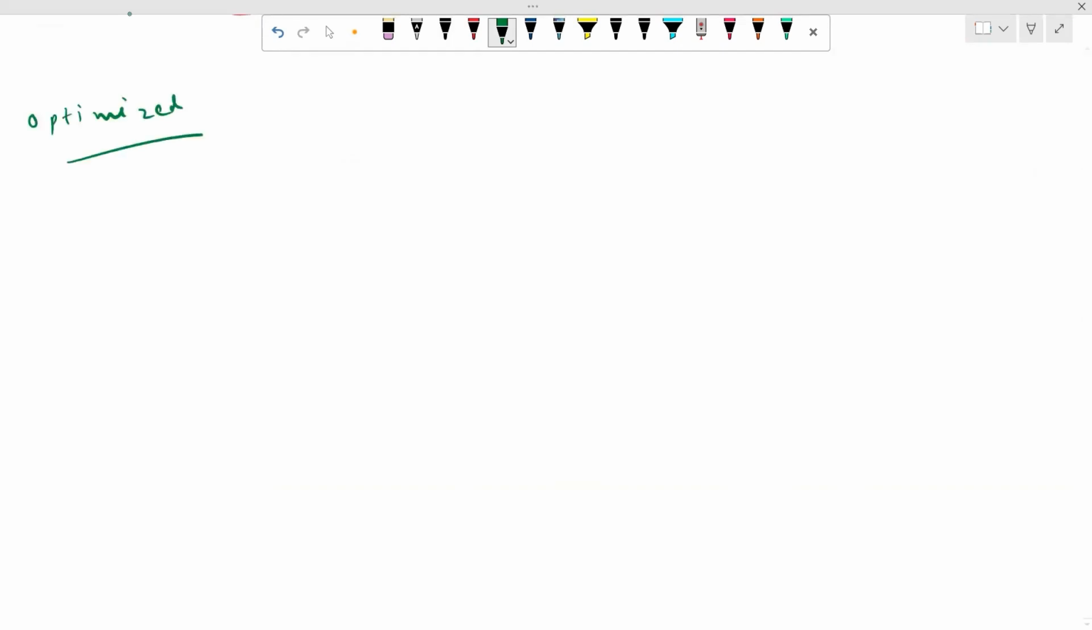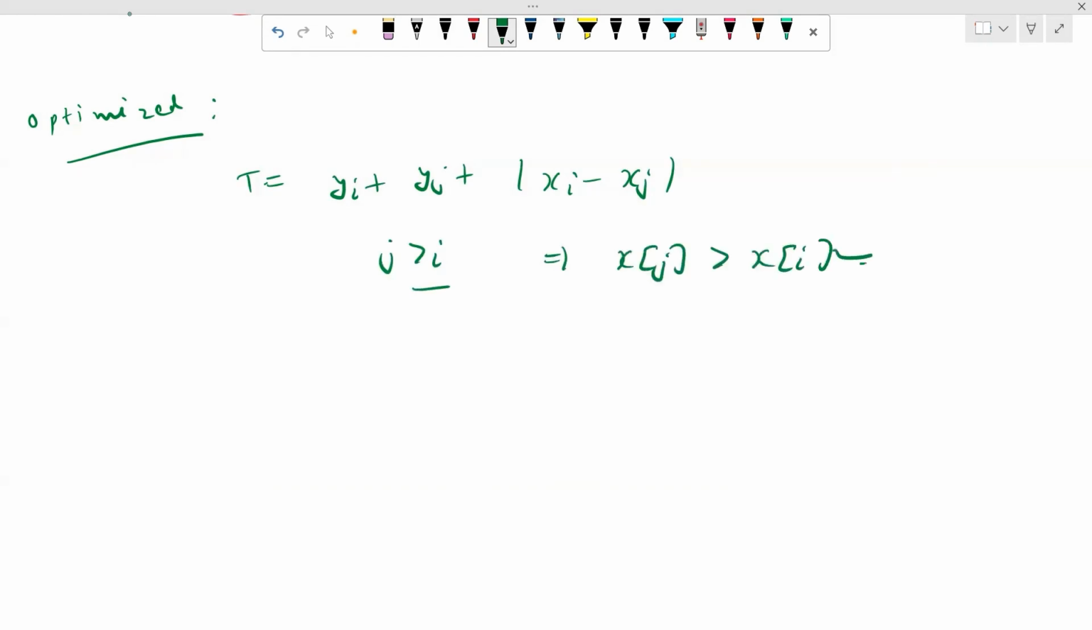Optimized approach. So now let's first have a look at the equation which we need to maximize. This is our main equation: yi plus yj plus xi minus xj, right? And there is this condition also: j is greater than i, right? This means x of j is greater than x of i, right? This is the condition. So now we can write this something like this, like if we have something a minus b, then we can write this, right? Because over there we have b greater than a.